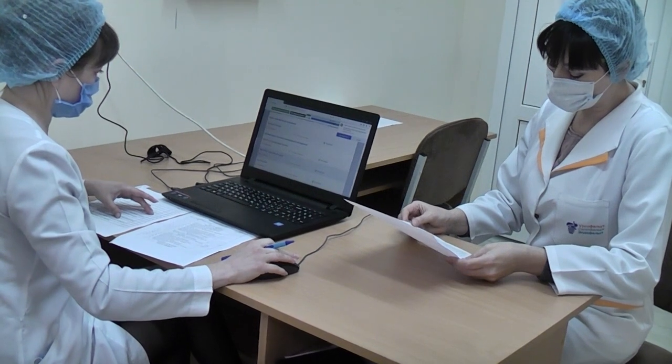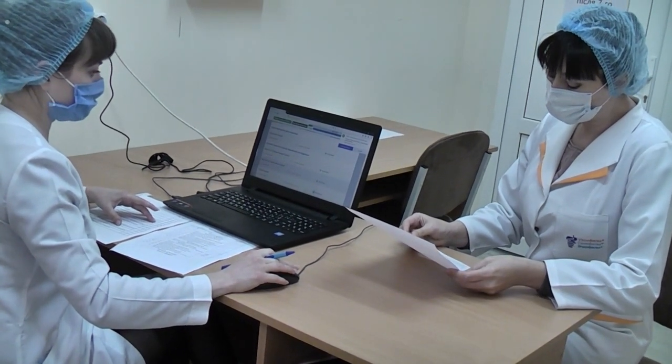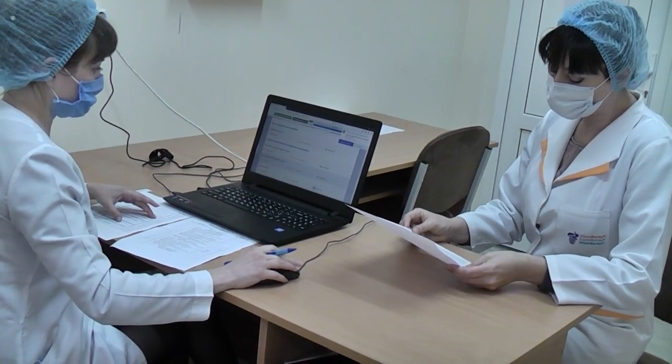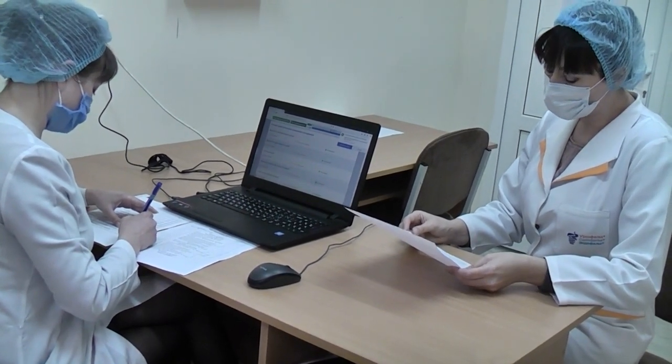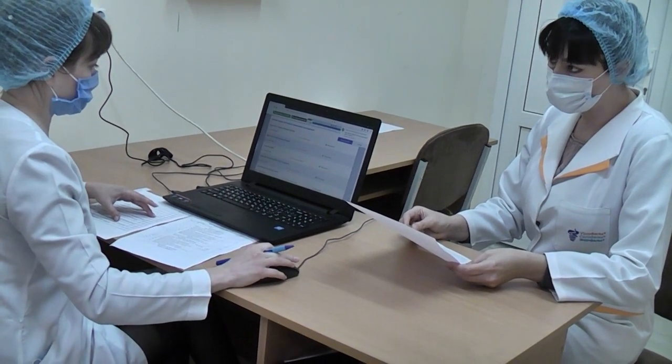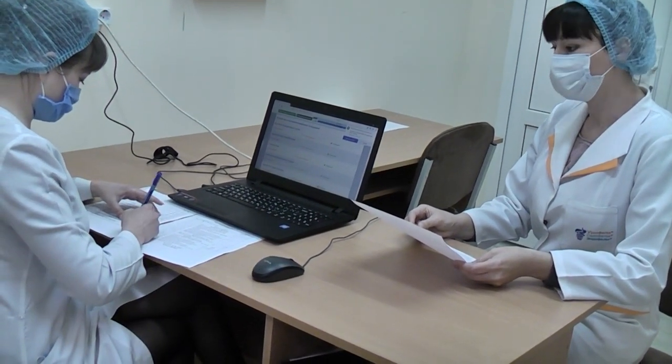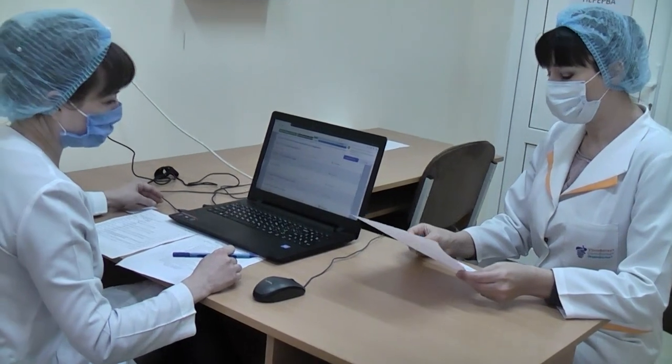Recommendation for this is using it 1 week before traveling to an endemic area for malaria, the whole period of staying in the endemic area, and 1 week after. Okay, I'm finished.